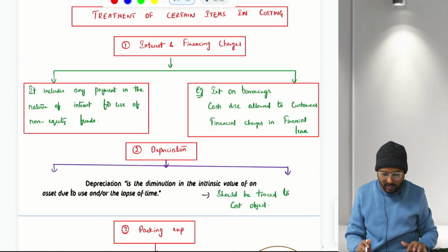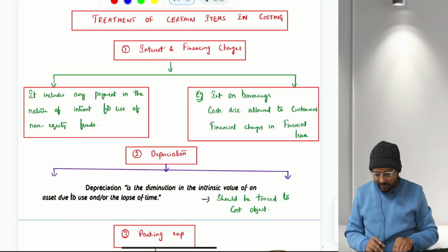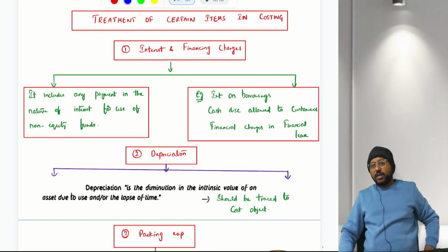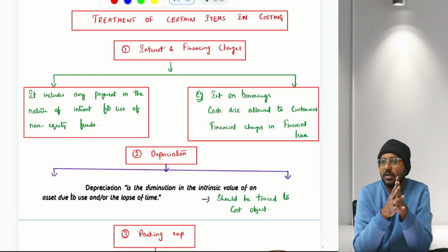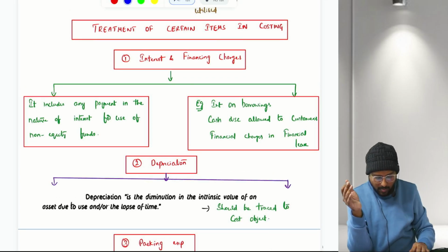Now we have some miscellaneous. Once we are done with this miscellaneous, this chapter is done, the concepts part. Then we'll go and start solving sums. Now come to the miscellaneous part. Ready?